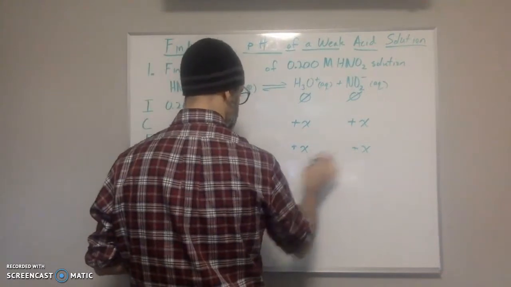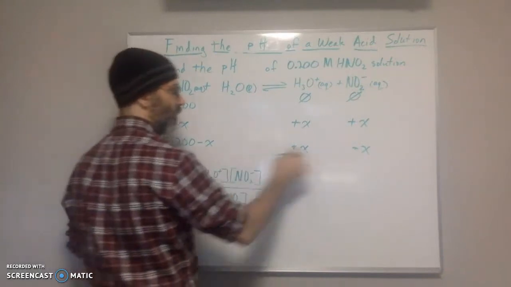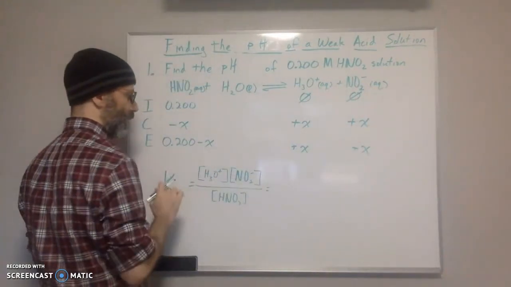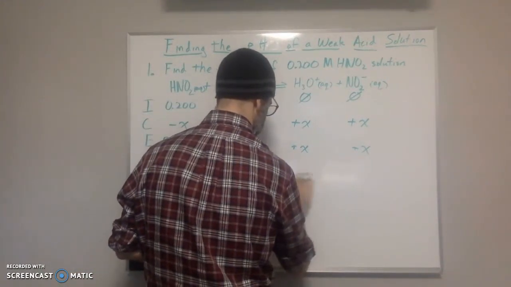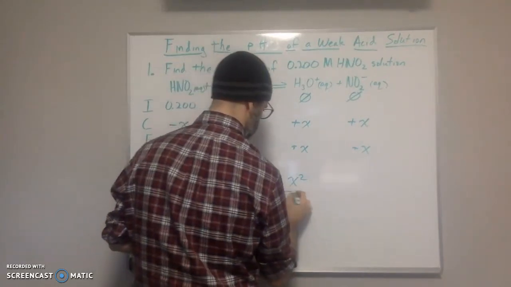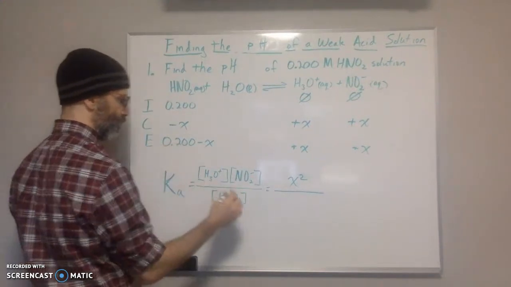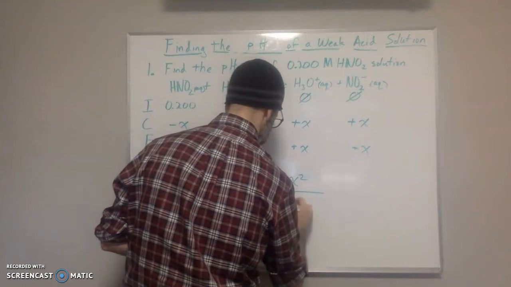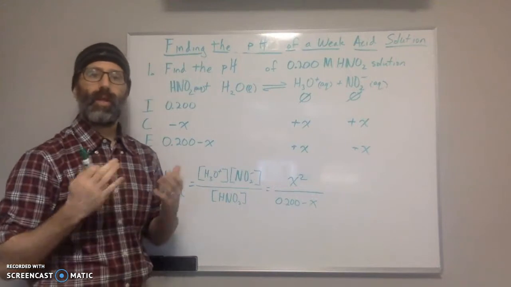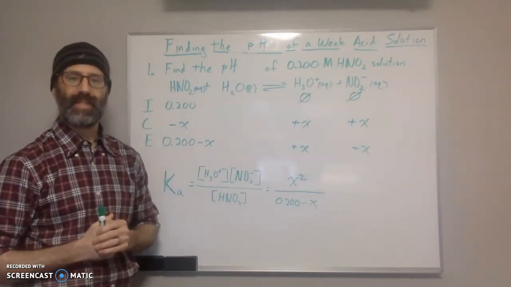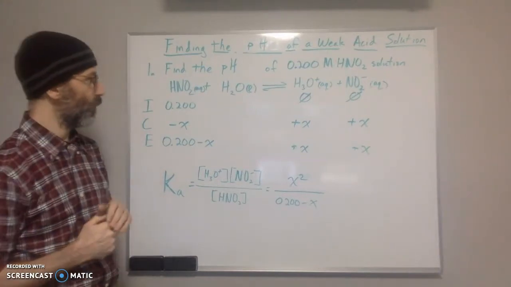So here, again, we have x for the hydronium and x for the nitrite. Those multiplied together give us x squared over the concentration we started with, which is 0.200 minus x. And again, here is where we can apply the x is too small approximation and see if it works. And it most likely will work.